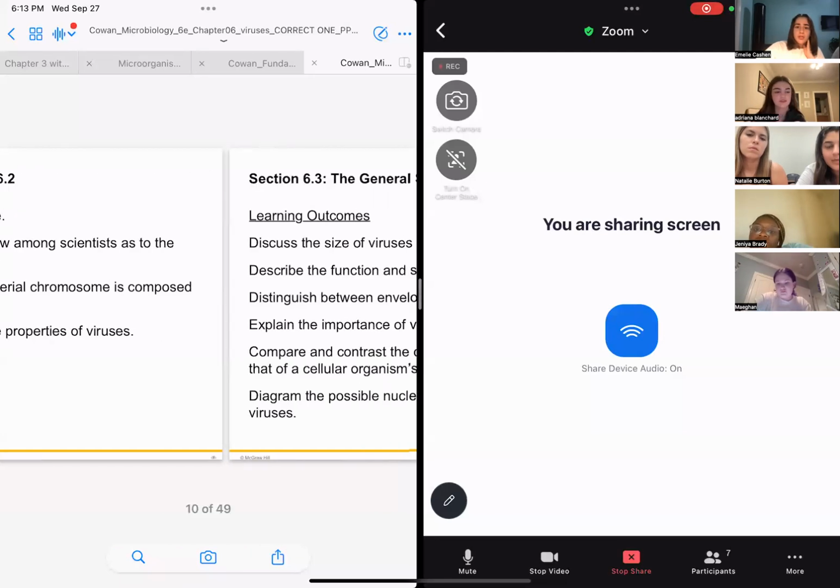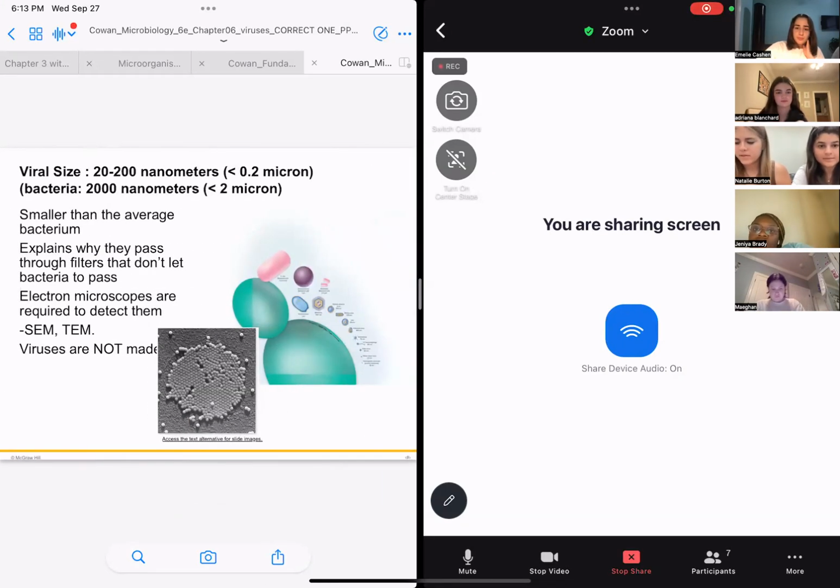On to the general structure of viruses. We can skip the learning outcomes and go to viral size. They're 20 to 200 nanometers. For reference, bacteria are 2000 nanometers and microscopic. So viruses are very, very tiny. That explains why they pass through filters that don't let bacteria pass through, and we can't see them without electron microscopes.